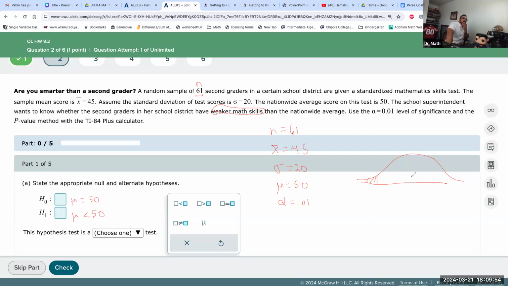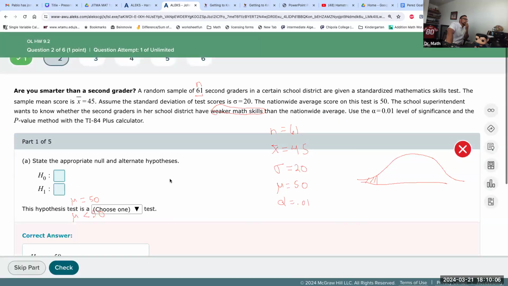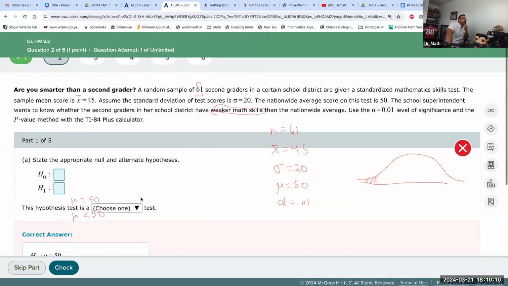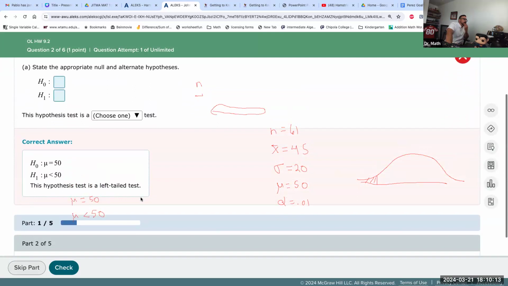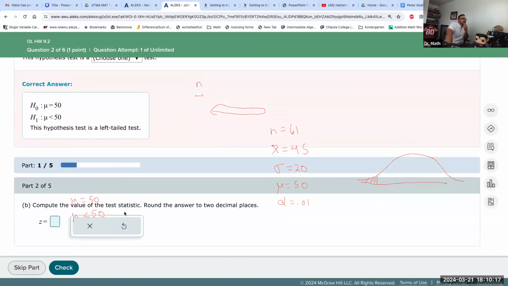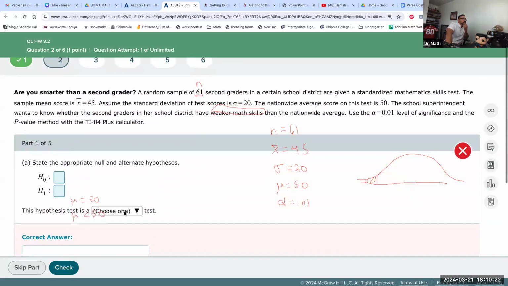All right, so this is what we have so far. Let me hit skip part. Let's skip this part. Skip. There we go. So just like we said, right? Everything matches what we said. So let's continue. All right, the next thing they want is our test statistic. So let me go back up. The next thing they want is something called our test statistic. So let me write this down.